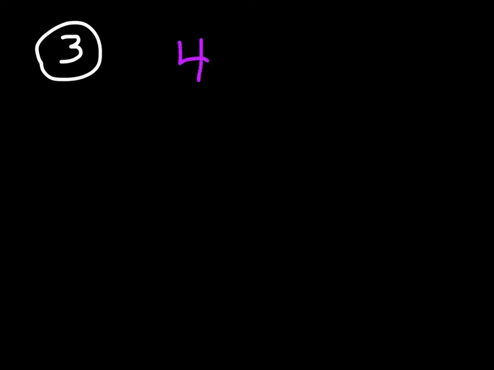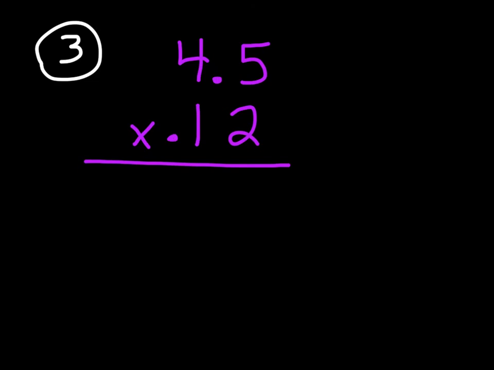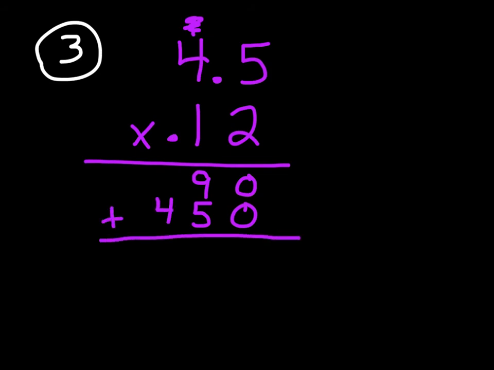How about 4.5 times 0.12? We're just going to multiply. 2 times 5 is 10. 2 times 4 is 8. 1 more makes 9. Yay! But I'm not done. I'll scribble this out. We've got to put the 0 down. 1 times 5 is 5. 1 times 4 is 4. Got to add all this up. That's 0, 14, 540. But that's not our answer.